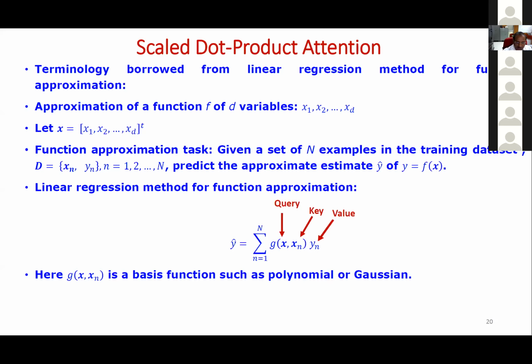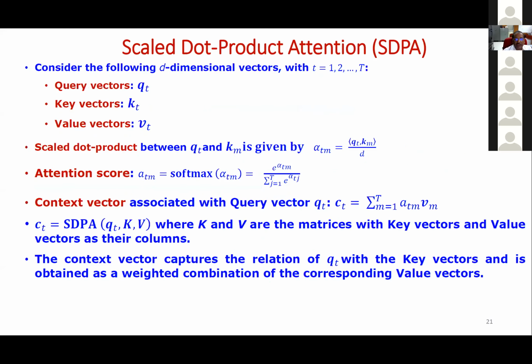Okay, and we'll be using this kind of terminology in the attention-based models, but we'll be dealing with the vectors, right? And typically we'll deal with the d-dimensional vectors, and the sequence consists of several such vectors. The total number of vectors is capital T. Okay, so we'll have what are called the query vectors and key vectors, which are denoted by k, and value vectors v. Now we define what is called the scaled dot product between a query vector, that's qt, and a key vector km. We'll be seeing what are these query vectors and key vectors with a specific task a little later.